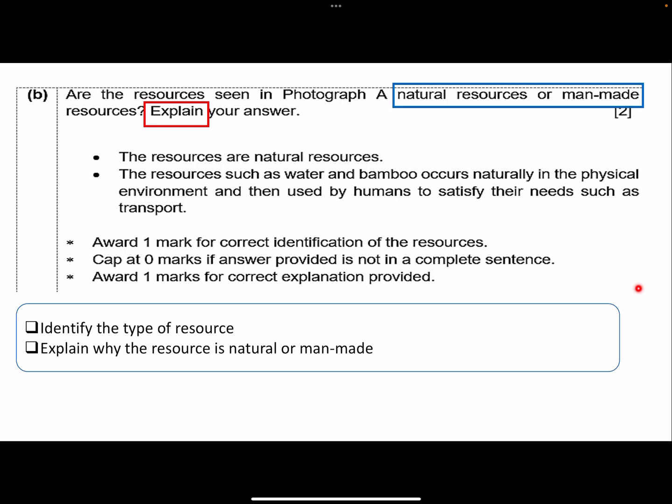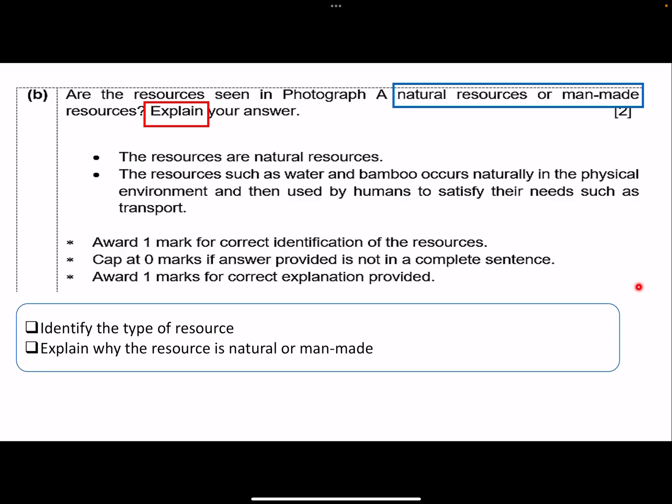Okay, so the first step in your answer is you have to pick one. Is it a natural resource or is it a man-made resource? Next, explain your answer. What is the reason behind you making this claim that it is a natural resource? Or if you have claimed that it's a man-made resource, what is the reason?